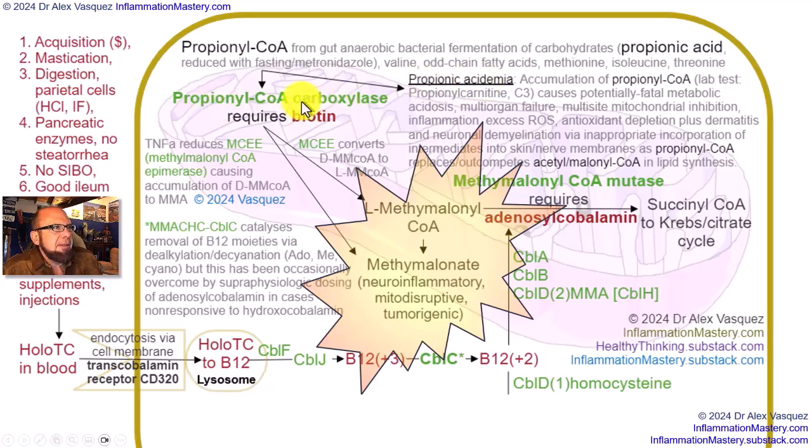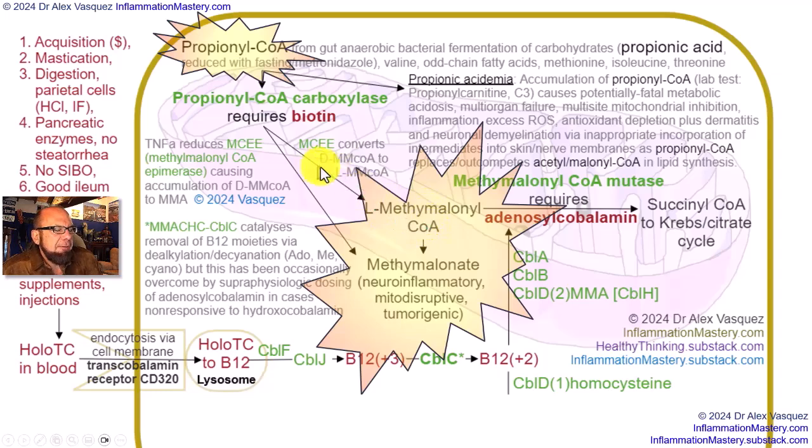Propionyl-CoA carboxylase is the enzyme that detoxifies the metabolite propionyl-CoA, and this enzyme requires biotin as a cofactor. And this is why we use biotin as a nutritional supplement, to support the activity of propionyl-CoA carboxylase to get rid of this toxic intermediate or this toxic metabolite called propionyl-CoA. Systemic accumulation of propionic acid is a life-threatening condition. So we have to convert propionyl-CoA into methylmalonyl-CoA.